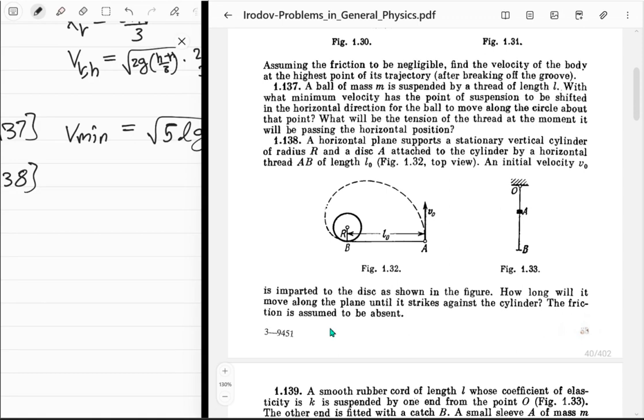This is weird. So the stationary vertical cylinder. Wait, is this initially stationary or is it always stationary? They didn't give us any masses, and that probably means you can just assume it to be really, really heavy, so it must be always stationary. Friction is absent. Good. It's not that bad, I think.